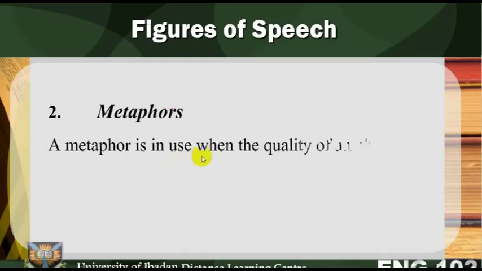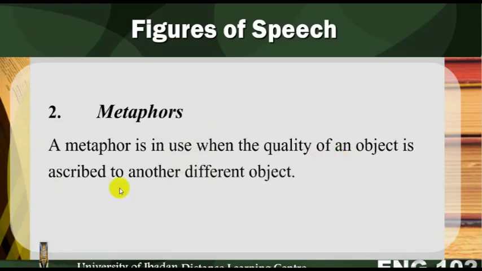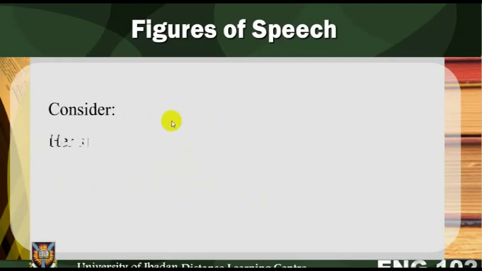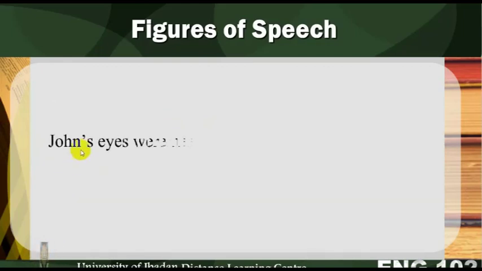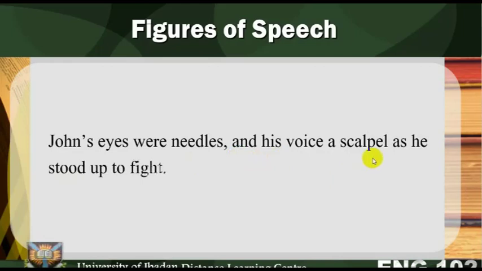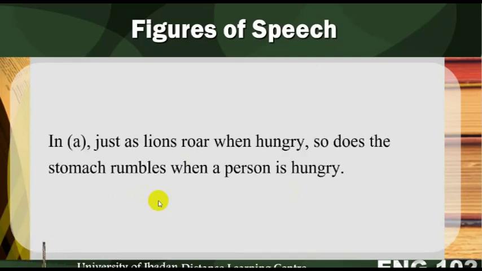Number 2. Metaphors. A metaphor is in use when the quality of an object is ascribed to another different object. Consider A. Her stomach is a den of lions roaring day and night. B. John's eyes were needles and his voice a scalpel as he stood up to fight. In A, just as lions roar when hungry, so does the stomach rumble when a person is hungry.